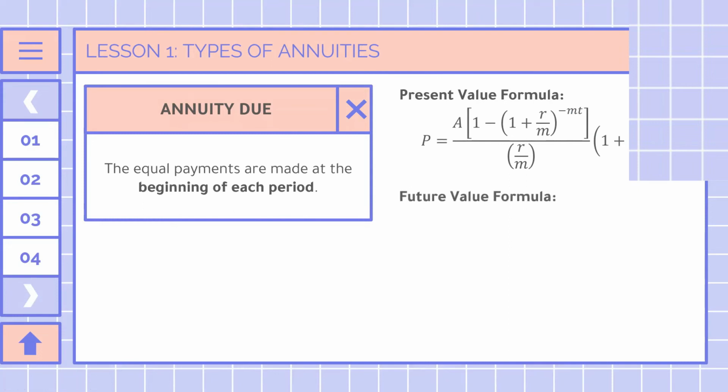So for the future value formula, F is equal to A multiplied to the quantity of open parenthesis 1 plus R over M close parenthesis raised to M multiplied to T minus 1 all over R over M multiplied to the quantity of 1 plus R over M.